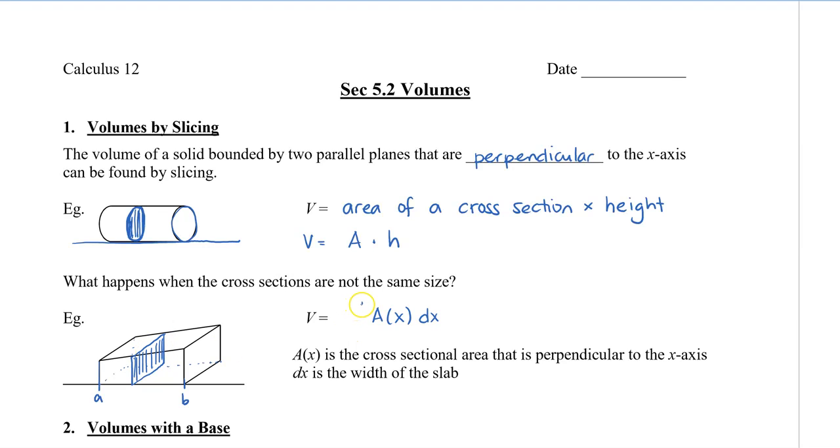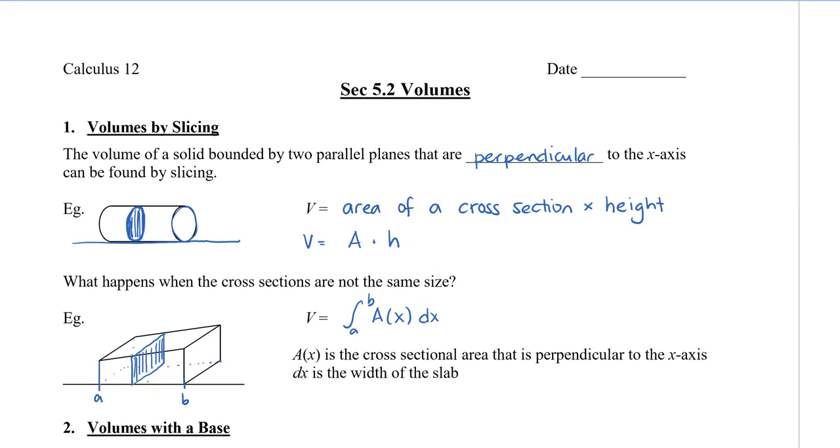Now, when I integrate from A to B, that is saying that I'm going to add up all of these rectangles from A all the way to B. So it's going to be an infinite number of rectangles. And we're thinking that each slab will get closer and closer to a width of 0.